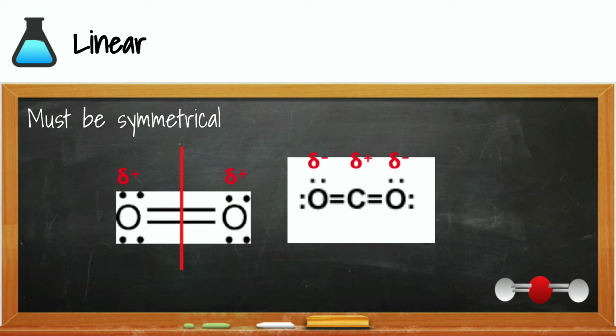The central atom of carbon dioxide is carbon. It has two bonding groups as it is bonded to two different oxygens, and it has 0 lone pairs of electrons. When you have two bonding groups and no lone pairs, you will always have a linear shape. Both of these molecules are perfectly symmetric. Remember that symmetry makes these particles nonpolar.